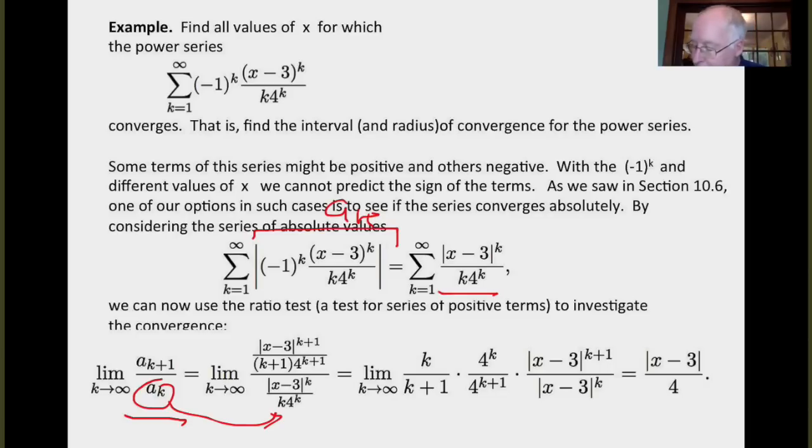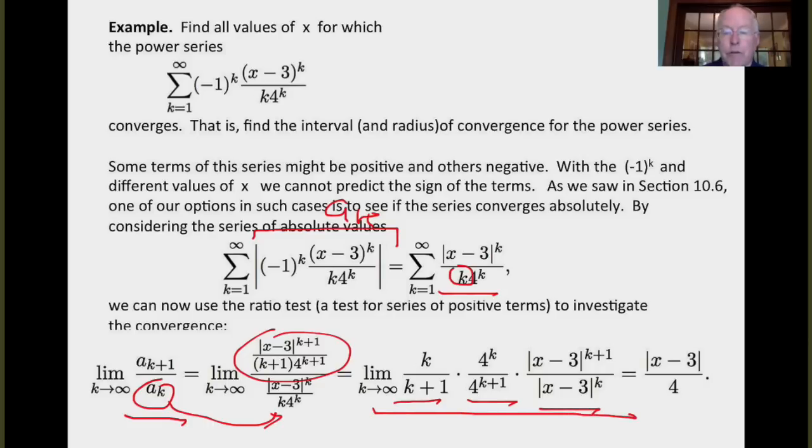Then replacing the k by k plus 1 gives us the numerator up here. And then we do our usual algebra to determine this limit. We first of all pull off the part that comes from the k expression down here. That leads to this part. Here's the 4 to the various powers grouped together, and here are the x minus 3 powers grouped together. Again, as we saw earlier, writing things in this way allows us to better see the cancellation, the algebra we might use, and this thing comes out to be the absolute value of x minus 3 over 4.